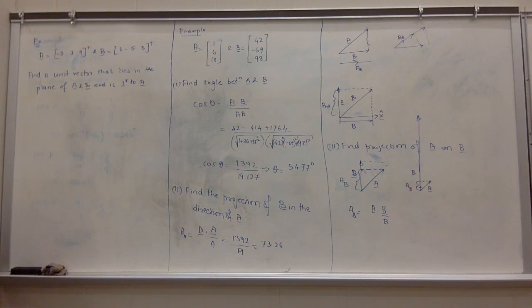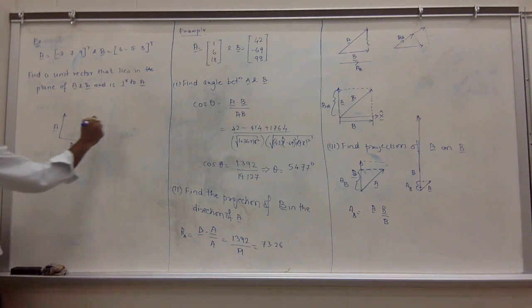Find a unit vector that lies in the plane of AB and is perpendicular to A. If you do a cross product, what are you going to get? It is not going to be in the plane of A. So here you have A, okay? And here you have B. If you do a cross product, your vector would be perpendicular to the plane. Right, it will be perpendicular to the plane, but where is A cross B?